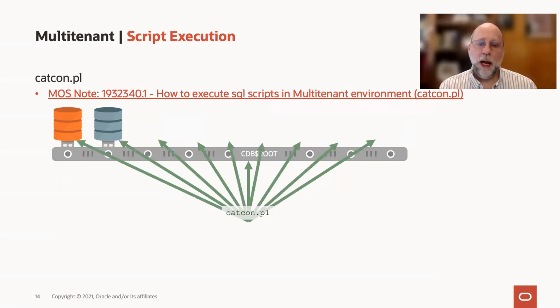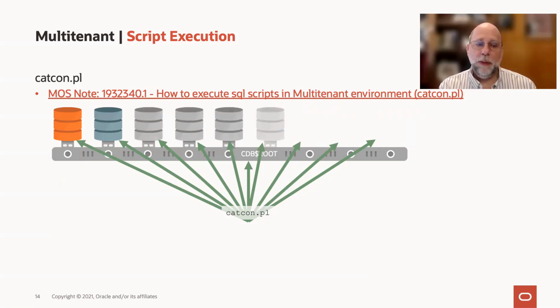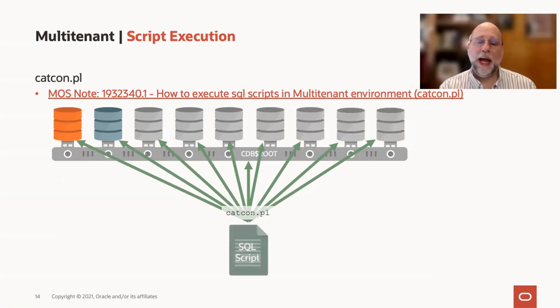I mentioned that you can have economies of scale in managing pluggable databases in a multi-tenant environment. And one way to do that is just in the way you manage and run your scripts that you have to run against these pluggable databases. To run a script against multiple PDBs, what you want to do is use catctl. It's a Perl script that is built specifically to run SQL against multiple pluggable databases in a container.